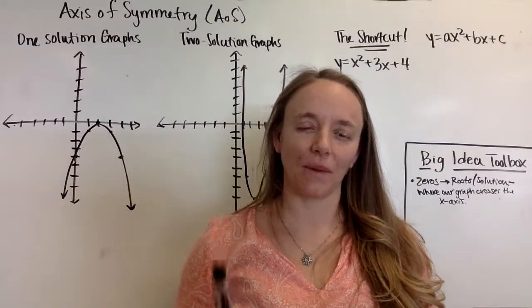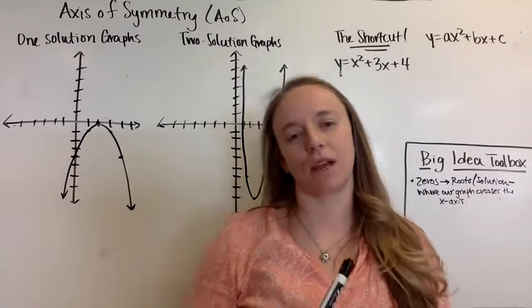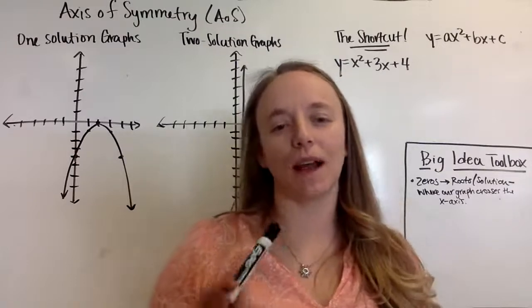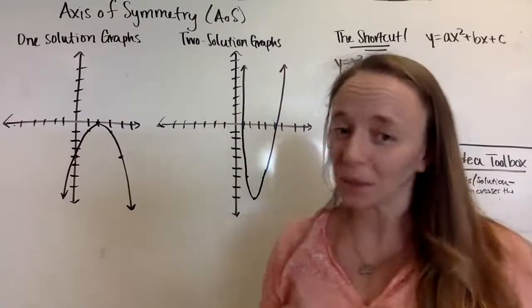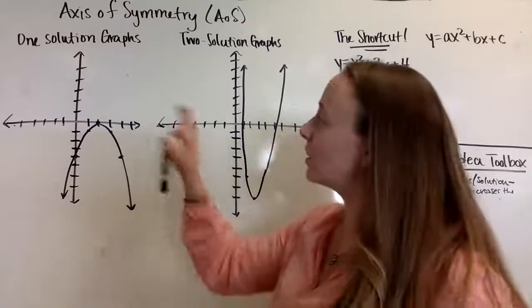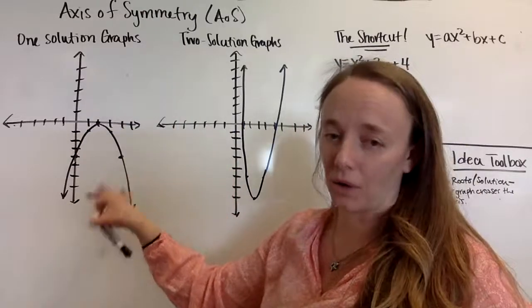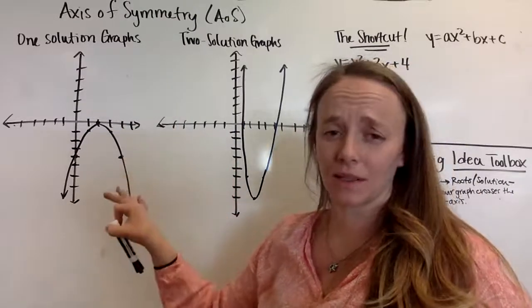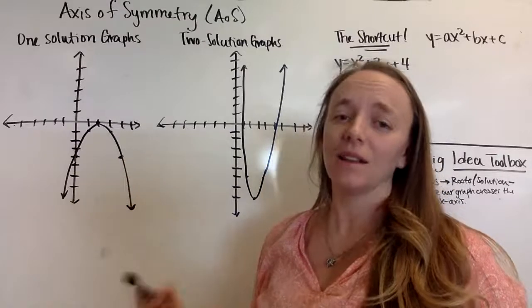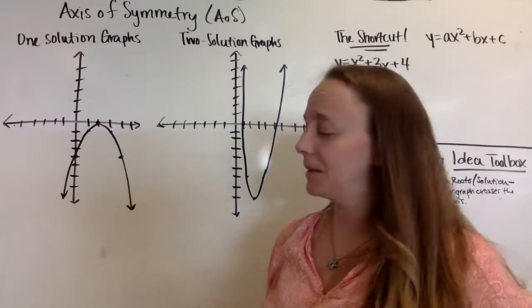All right, everybody, we are going to now look at axis of symmetry. Axis of symmetry has some really cool little shortcuts that we can take. So we're going to start out with some graphs, and we're going to look at how to figure out the axis of symmetry given a graph. And it's pretty basic. We can do this really pretty easily.